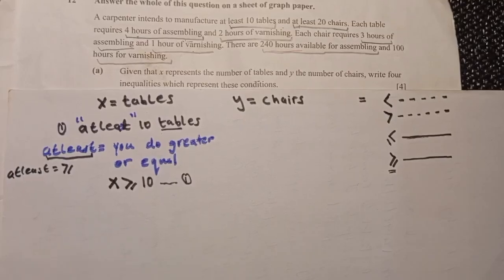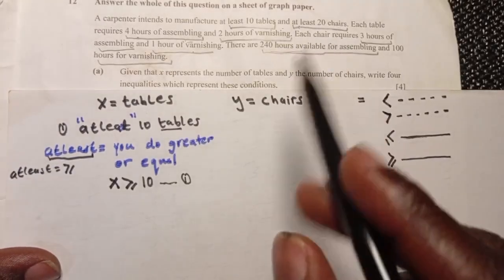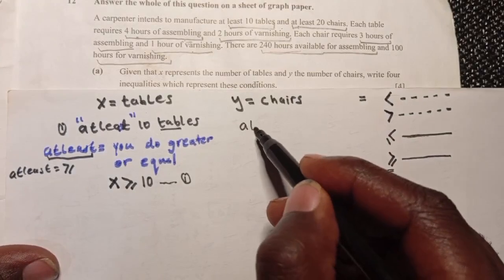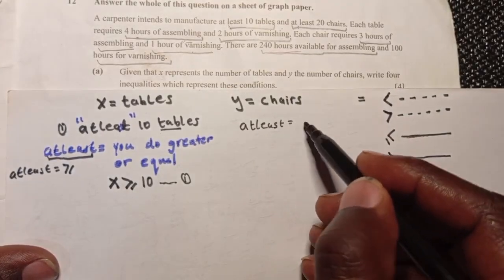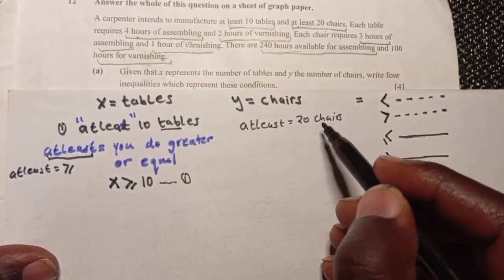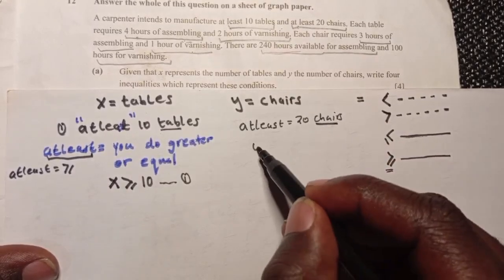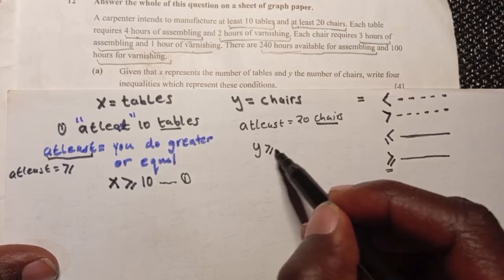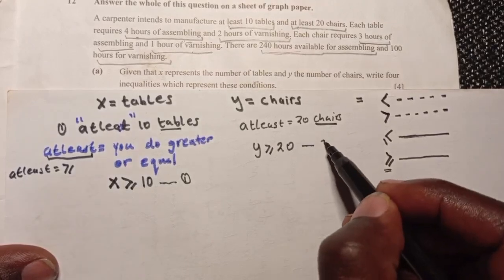So that is inequality 1. Okay, so the next important part here is "at least 20 chairs." So we're going to say at least 20 chairs. Now we know the chairs here are represented by y, so meaning the chairs should be greater than or equal to what? 20. Okay, and this is inequality number 2.